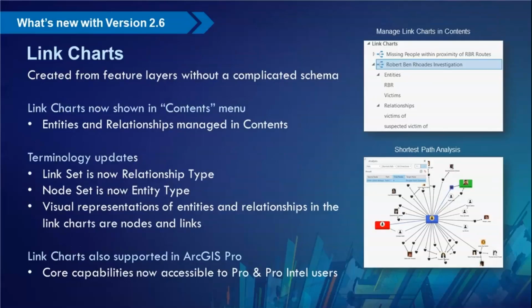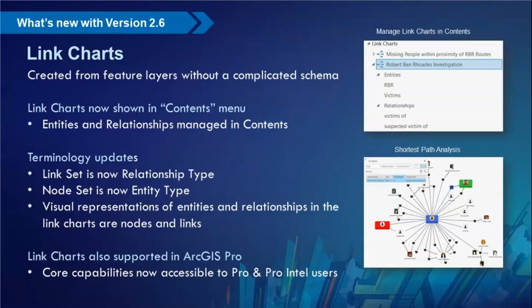So we now have interactive link analysis that quickly provides results by pulling out key components, nodes, and relationships between your entities. The first one you can see here is the link charts. The link charts have been improved significantly with version 2.6. They can now be created from feature layers without a complicated schema. So you can now use the result of your spatial analysis to create a link chart and then visualize the relationship between your data. There'll be a demo later on by Brian to show you these link charts.